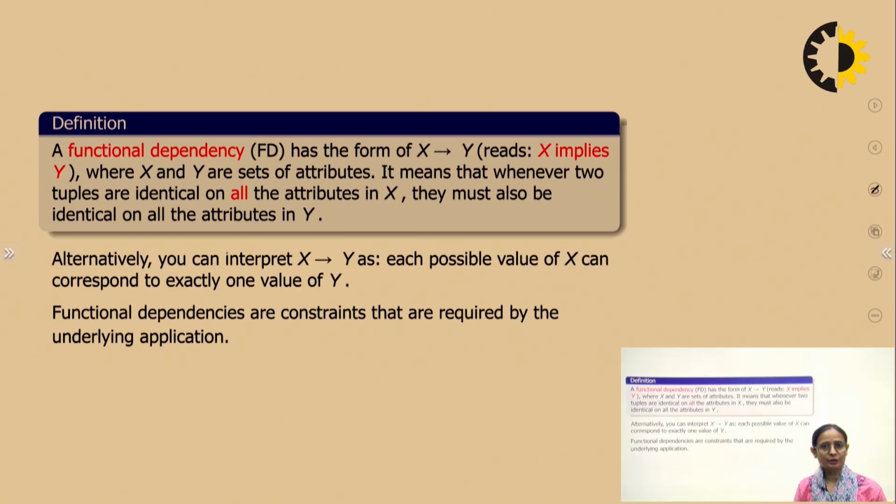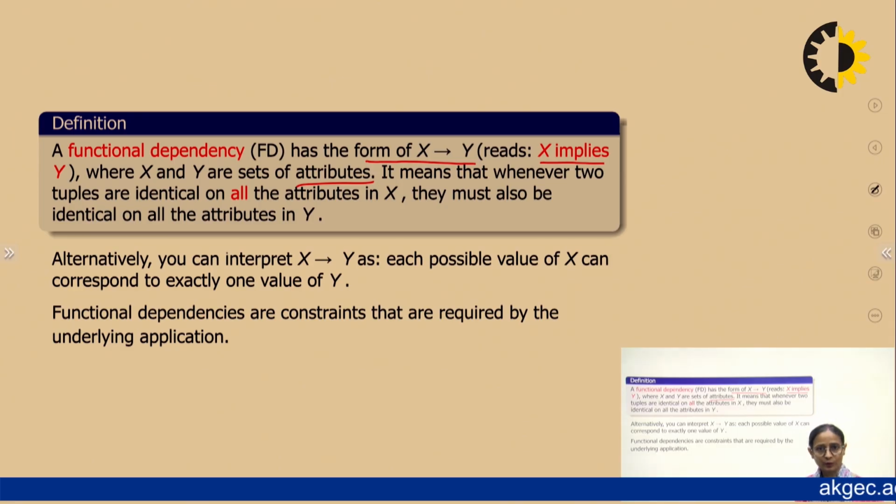What is the definition of FD? It is of the form X tends to Y, that is, it is known as X implies Y, where X and Y are attributes. It means that whenever two tuples are identical on all the attributes in X, they must also be identical on the attributes in Y.